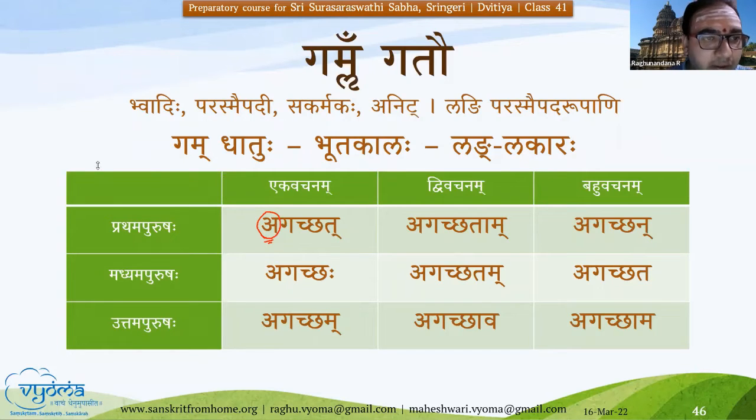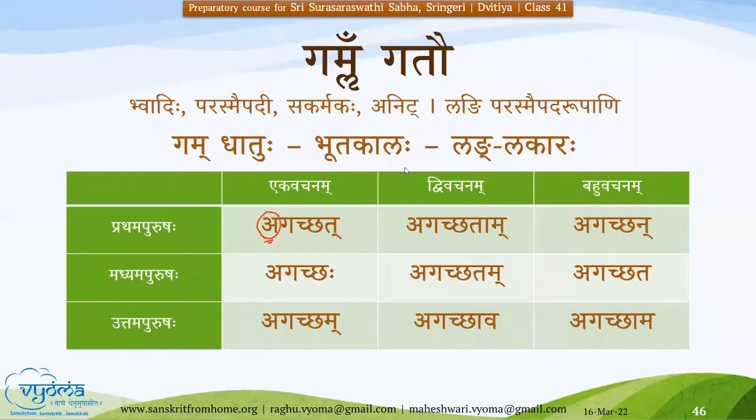Okay. Praveen Kulkarni Mahodaya. Gam gatau, gam dhatu, bhutakalah, lang lakaraha: agachat, agachatam, agachan, agachaha, agachatam, agachata, agacham, agachava, agachama. Vayam Shringerim agachama. Very good. We went to Shringeri. We all went to Shringeri.